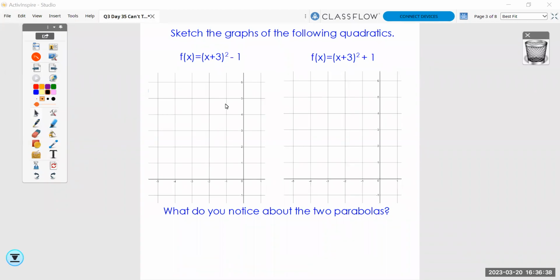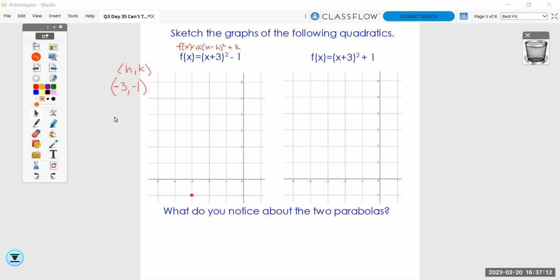So if we take a look at this first one, the vertex is -3, -1, right? If you just remember vertex form, a times (x minus h) squared plus k, our vertex is our h and our k. So -3, -1, I'm going to make my vertex, and then I'm going to use my a value to do the slope to make the next 2 points.